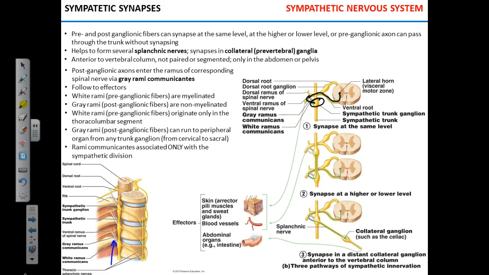Does that make sense? And then after that synapse, the postganglionic fiber, you can see it here in the very muted kind of green color. Okay? It goes to wherever. Does that make sense? When it leaves the sympathetic trunk, it leaves through the so-called gray rami communicans. So it enters the sympathetic trunk through white, it leaves through gray. What does that mean, that it's gray rami communicans? It's actually still axons, but they are non-myelinated. Okay.